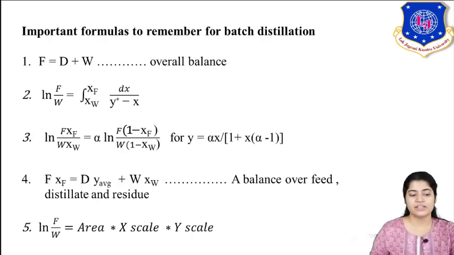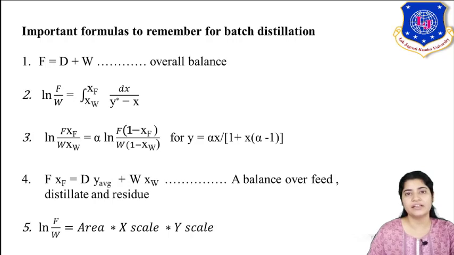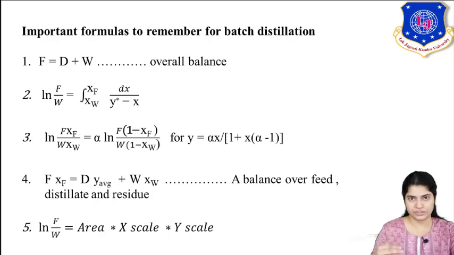The last one is area under the curve. For area under the curve, we use this method: LHS equal to RHS value. The fifth is the representation of the Rayleigh equation only. The integration term in the Rayleigh equation, that is the second equation, is represented by area into x scale into y scale. So these 5 equations must be very clear to solve the questions.